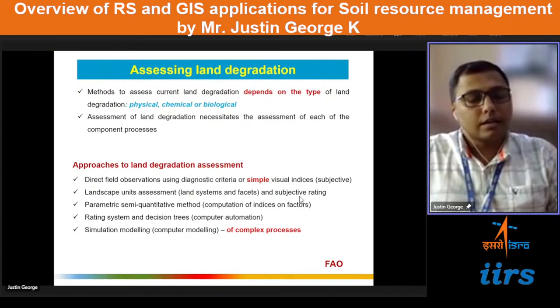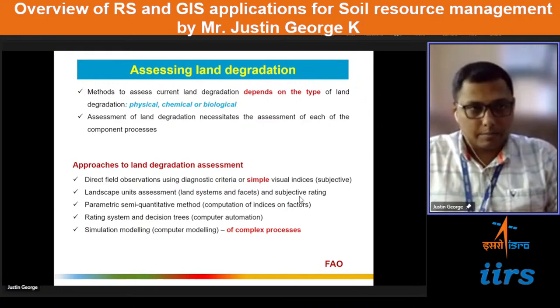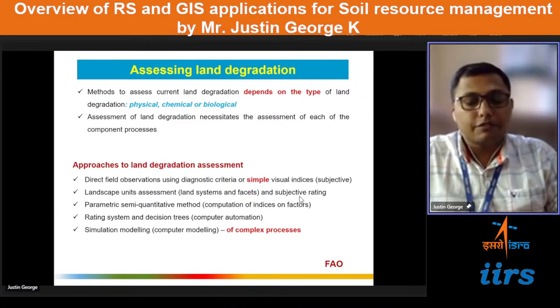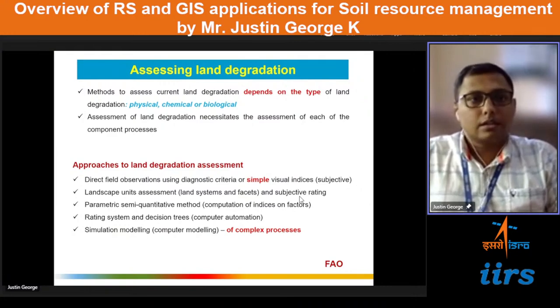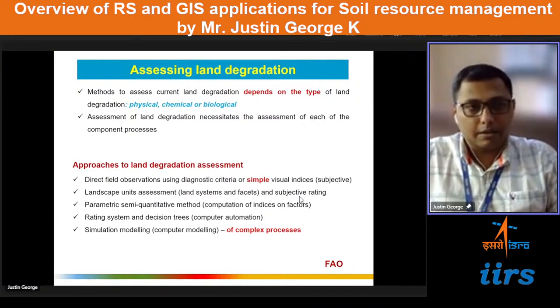So coming to the assessment of land degradation, the methods to assess the current land degradation mainly depend on the type of land degradation, whether it is physical, chemical, or biological, as we have briefly described. It's a very complex process having a lot of components. That's why the assessment of land degradation necessitates the assessment of each of these different component processes, because acidification, for example, may happen due to different types of causes. So all these things prove their importance with respect to land degradation, because it is a complex of various processes occurring at the same time.